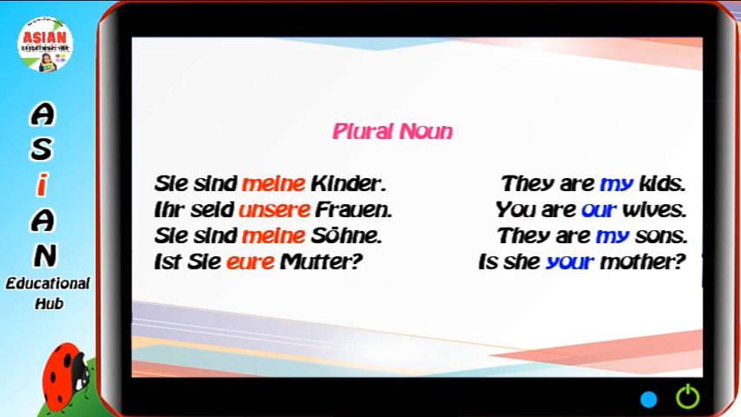Let us see in plural nouns. Sie sind meine Kinder. They are my kids. Ihr seid unsere Frauen. You are our wives. Sie sind meine Söhne. They are my sons. Ist sie eure Mutter? Is she your mother?